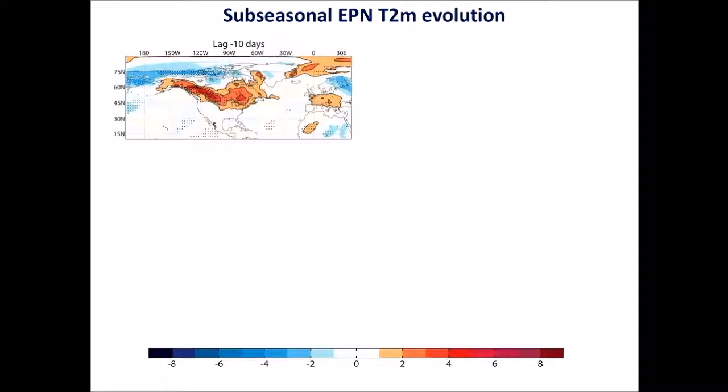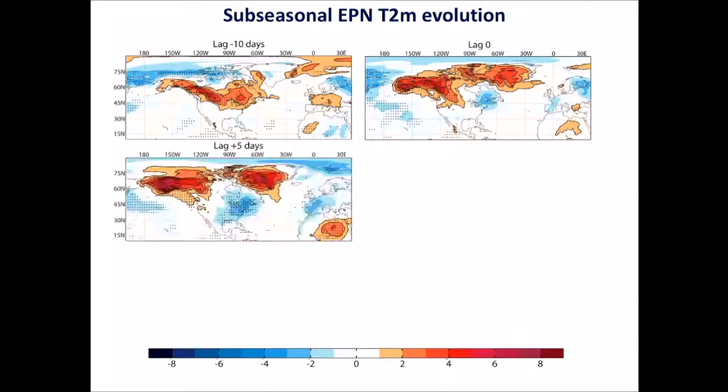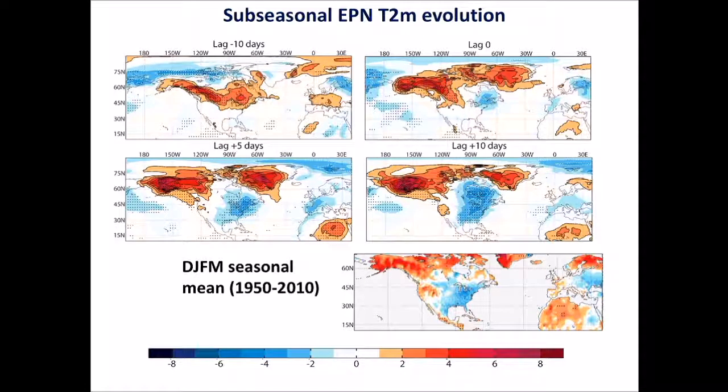Okay. Then look at the same thing, except now for temperature. So this is minus 10 days. Lag 0, you can see negative anomalies developing over eastern North America. 5 days, these anomalies have strengthened. And by lag plus 10 days, again, we see the peak amplitude, so strongly negative anomalies over eastern North America, positive anomalies over Alaska. And again, this pattern closely resembles the pattern we see in the seasonal mean composite. So again, I think it's really supporting the robustness of these results and showing that on subseasonal time scale, we do see a very robust signal.